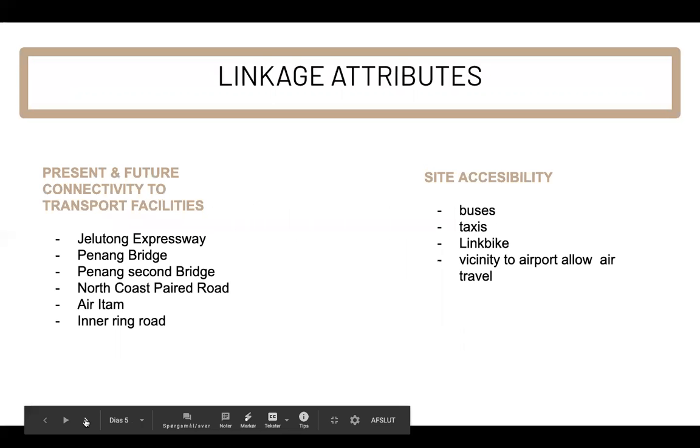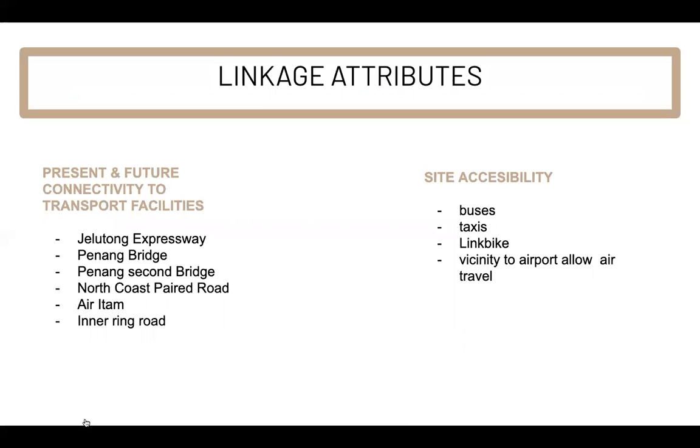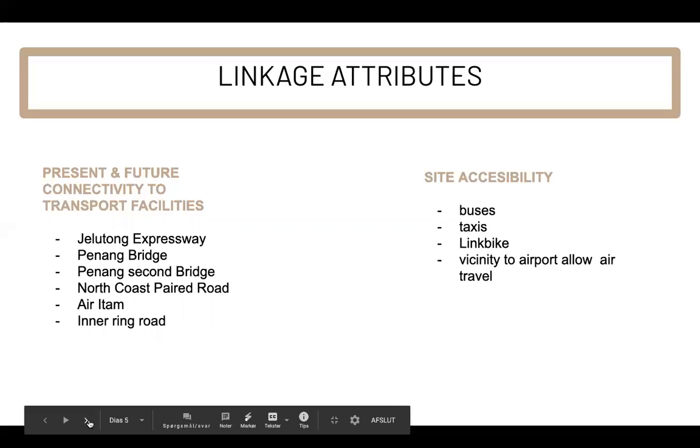Then for the linkage attributes, the present and future connectivity facilities are the Jelutong Expressway, the Penang Bridge, Penang Second Bridge, North Coast Ped Road, Itam, and the Inner Ring Road. This is really good for transport in the area. Then just likewise, there's buses, taxis, link bike, and then obviously the closeness of the airport, which allows really good air travel for our customers.